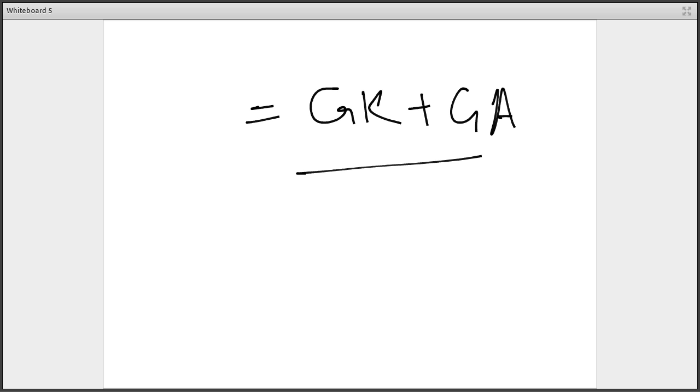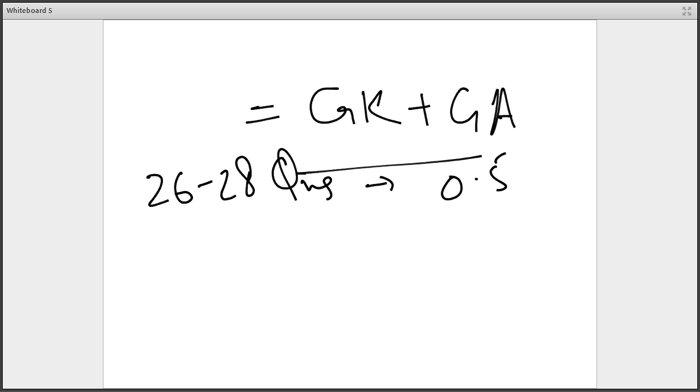Coming to the next section, which I am sure that most of you wanted to discuss. GK plus GA. That is nothing but general knowledge, general awareness. 26 to 28 questions in the section. A separate section, 0.5 marks each. So you have the potential to get 13 to 14 marks here.